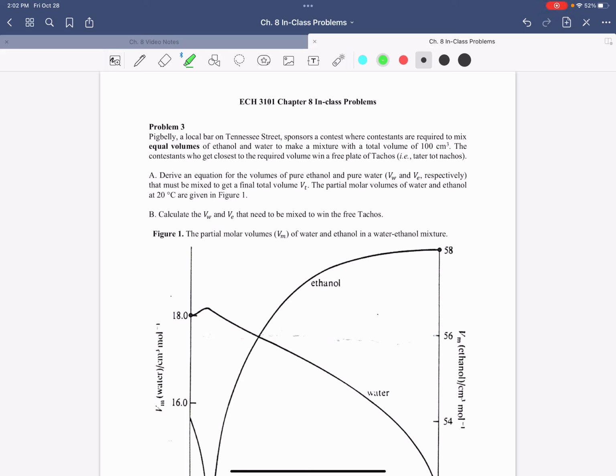In this problem, we'll go through another method towards using experimental data to calculate partial molar quantities. Specifically, we're going to go through an iterative method. And so in this problem statement, the premise is that there's some local bar that's sponsoring a contest where the contestants are supposed to mix equal volumes of ethanol and water together to make a final mixture that has a total volume of 100 centimeters cubed.